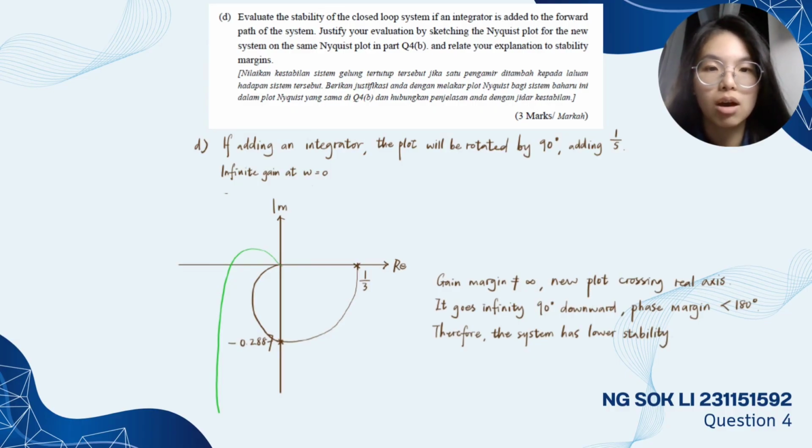And the gain margin that we got here is not equal to 0 since it is crossing the real axis. Then it goes to infinity 90 degrees downwards and the phase margin is 90 degrees, which is less than 180 degrees. So the system has lower stability than before.